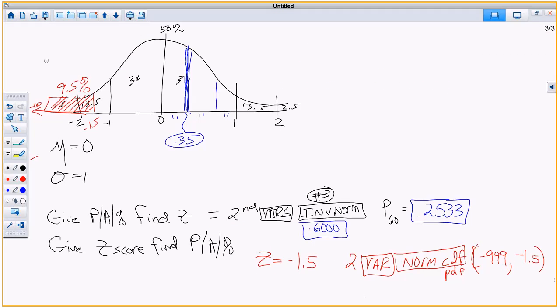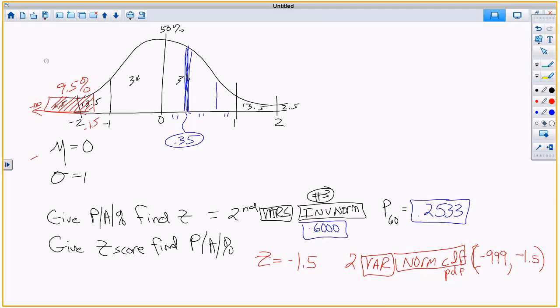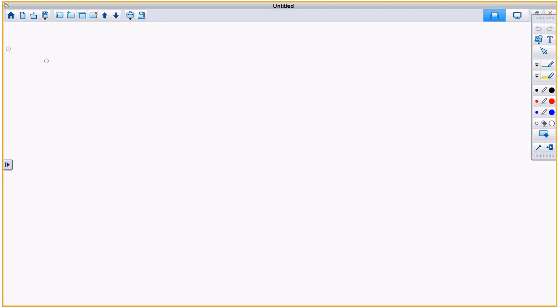Now again, don't spaz because we're going to go over this again. So this is 0.0668. Okay, now what's the other one? What's the third one? Here's the third one.